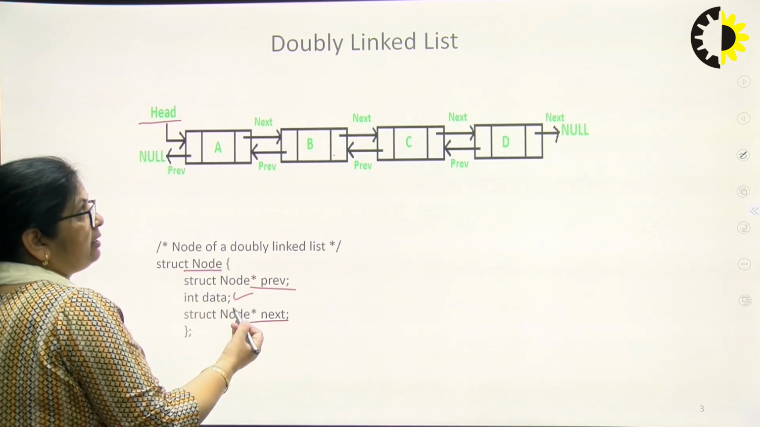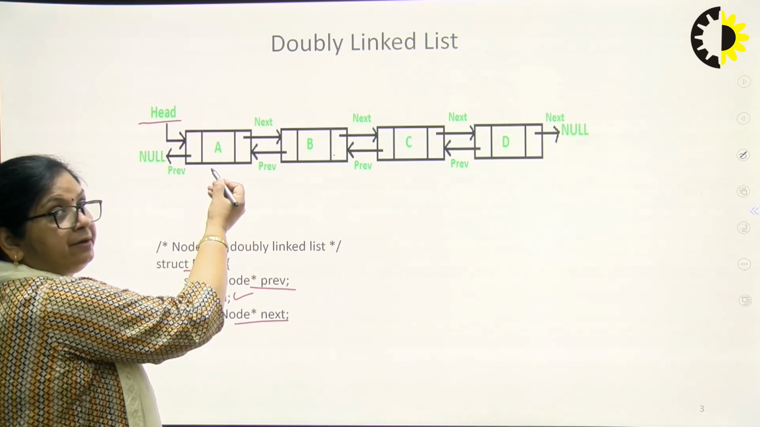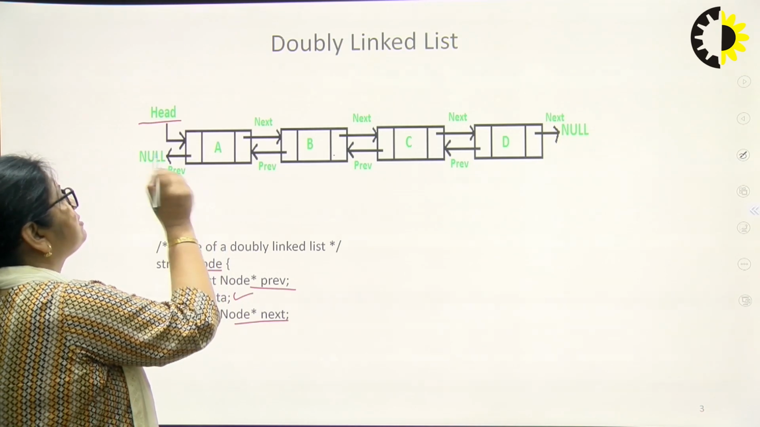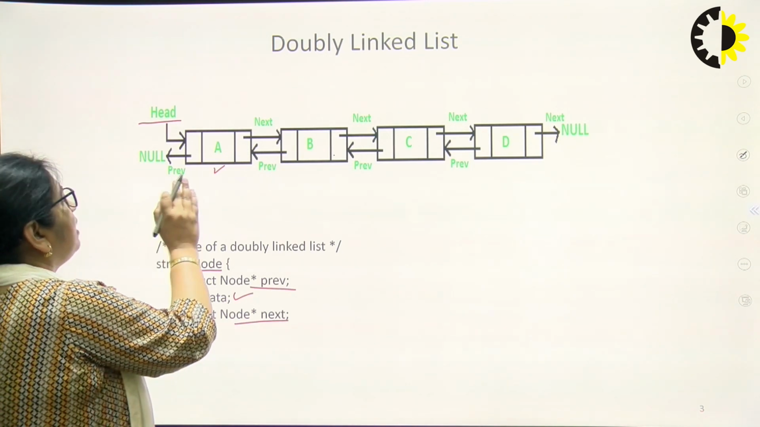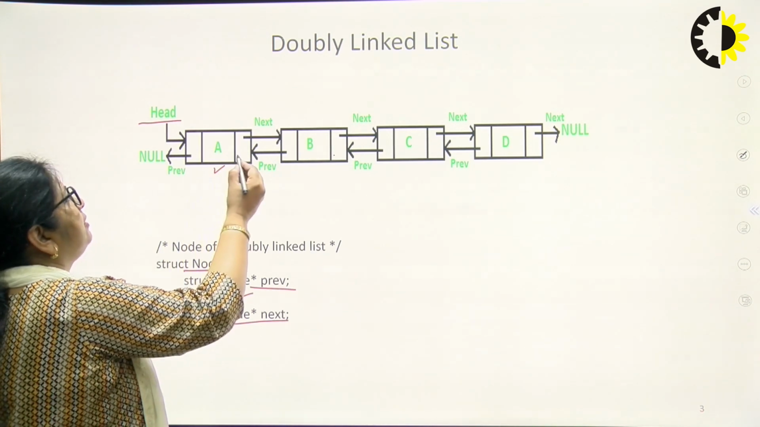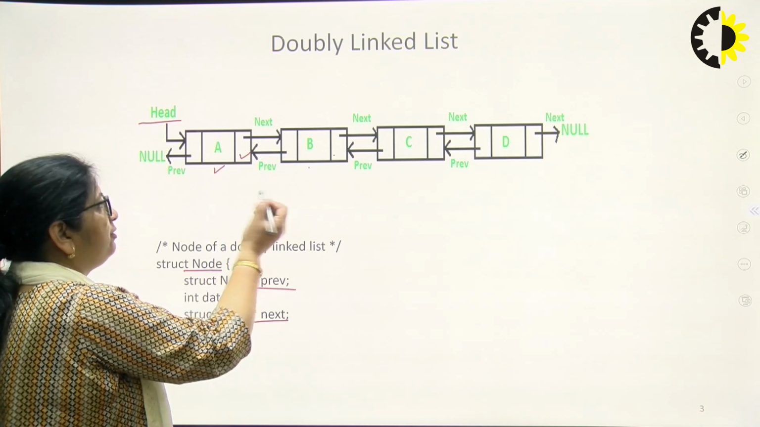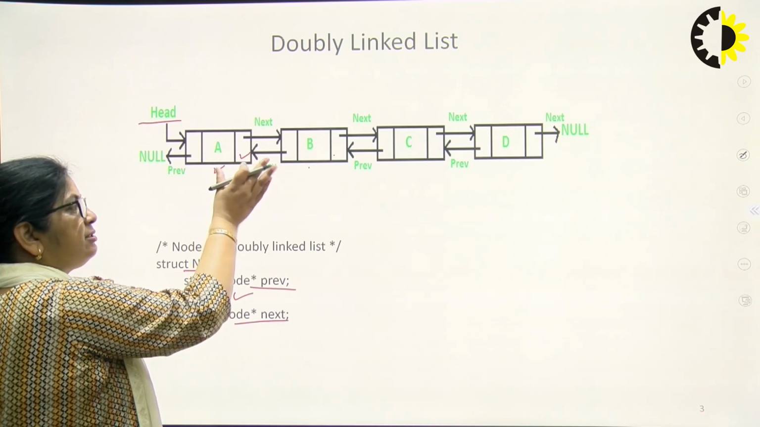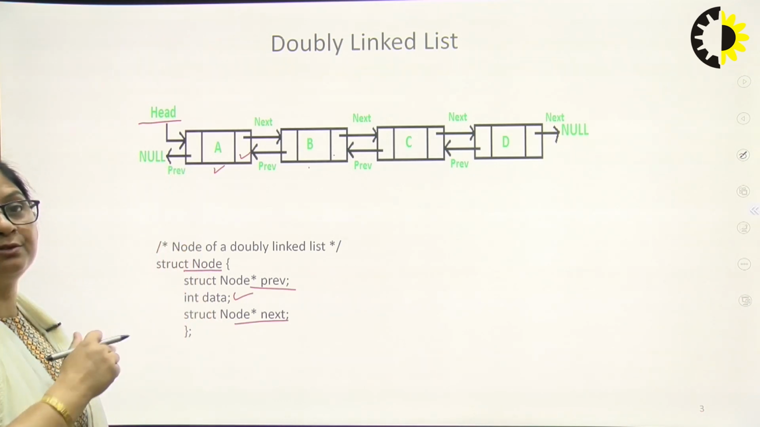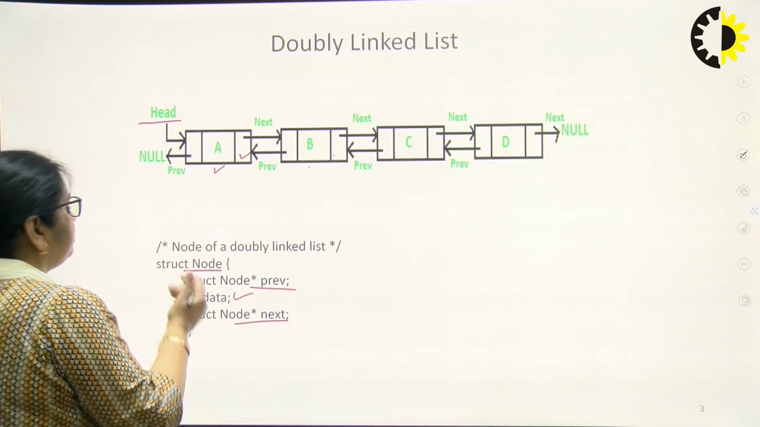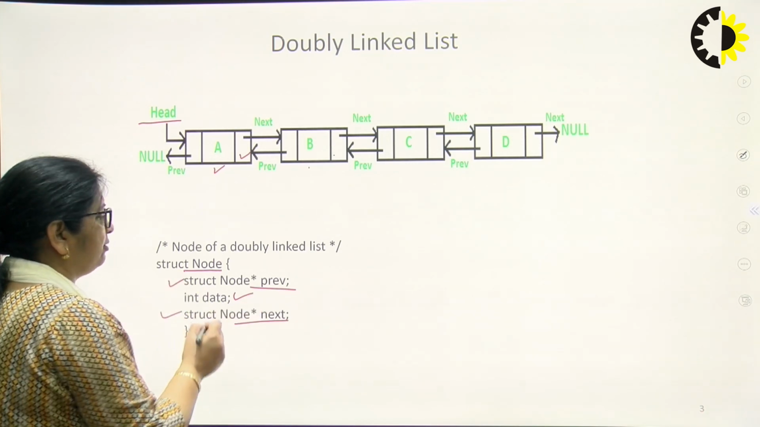Now how is a doubly linked list different? In head, we have the address of the first node. In this first node, we have the data that we need to store, and after that the next pointer, which contains the address of the next node. In addition to what is stored in a singly linked list, we have an address to the previous node also. So we have two pointers here, struct node star prev and struct node star next.